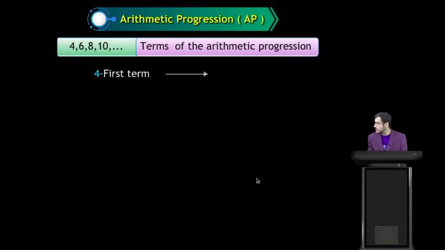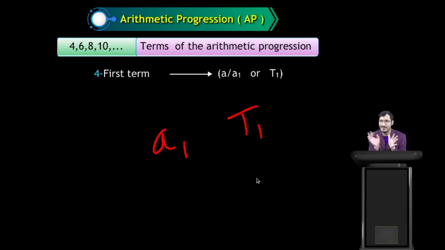Now when we add 2, for the first term we can write A1. The first term is denoted by the letter A1 or T1. A1 means first term, or we can write T1 also. Or we can say directly A.